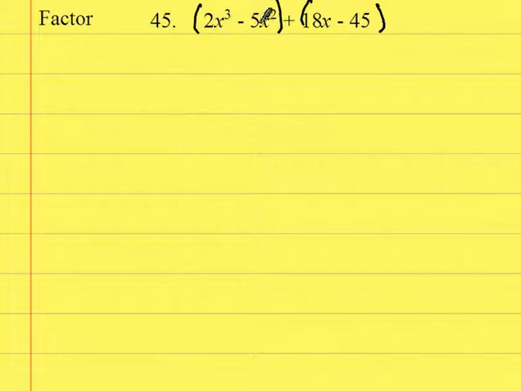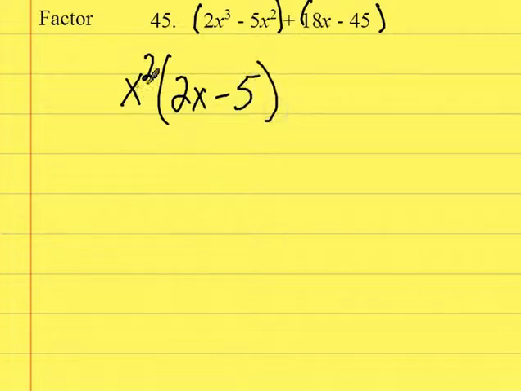But we have x cubed and x squared, so we can factor out an x squared. And if we pull out an x squared, what are we left with from here? Well, that's 2x. And from here, that's negative 5. So x squared times 2x, x squared times a negative 5, just gives us the 2x cubed minus 5x squared that we had before.